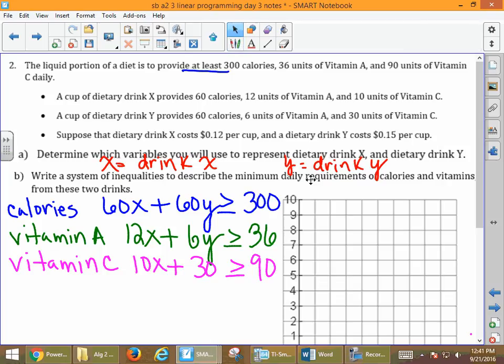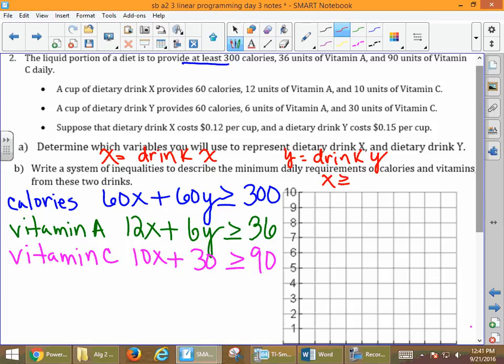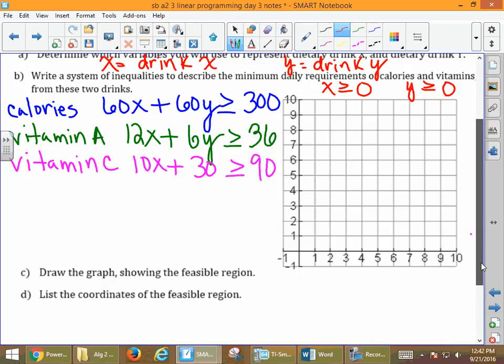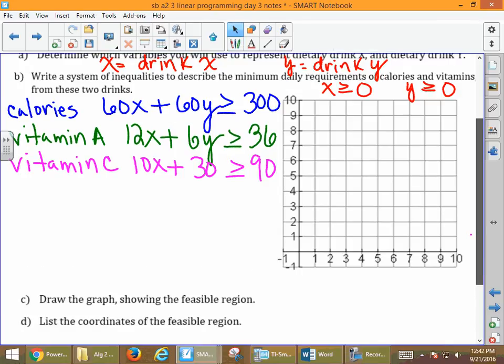Now, after we get those 3, we have to keep in mind that we're assuming that we're going to have some of drink X and some of drink Y. We might have all X to get what we need. We might drink only Y to get what we need, or we might drink a combination of both. But in order to find that out, we need to graph.